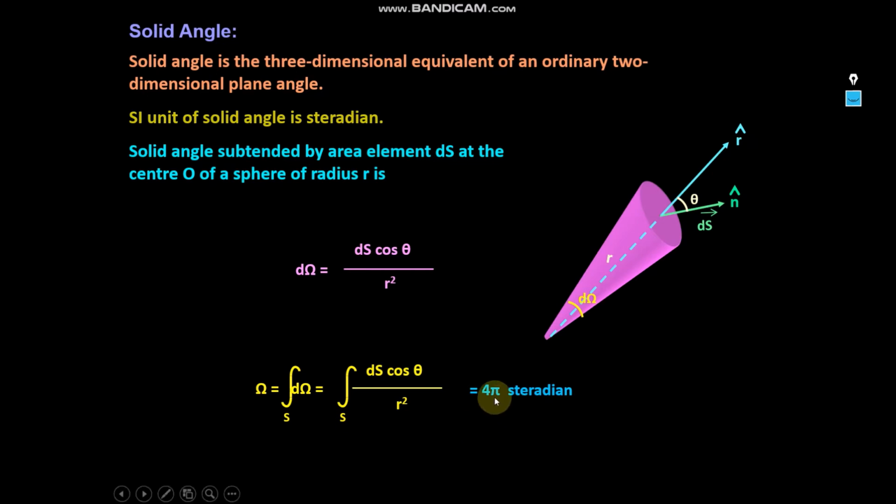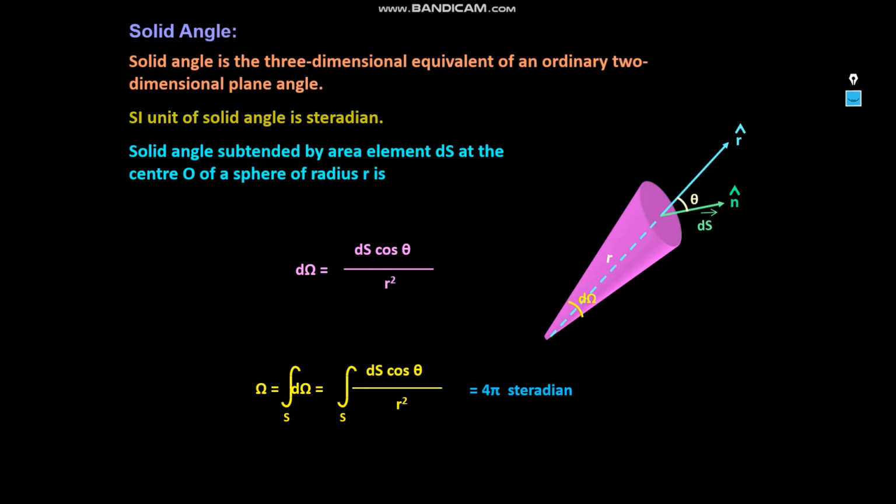Now omega equal to 4 pi steradian means the total number of steradians for a whole sphere. If I make this a complete sphere, a total three-dimensional surface, what will be the total solid angle here? How many steradians will it be? It will be 4 pi. You have to keep this in mind. The formula omega equal to 4 pi steradian is used while deriving the Gauss theorem.